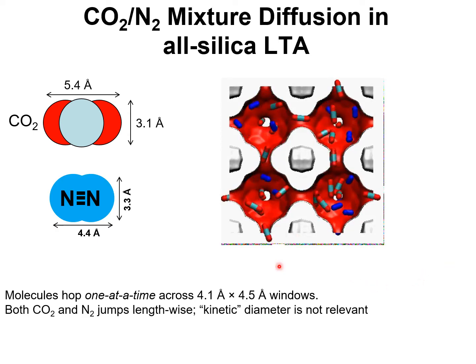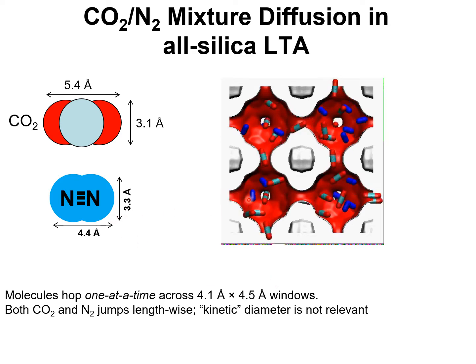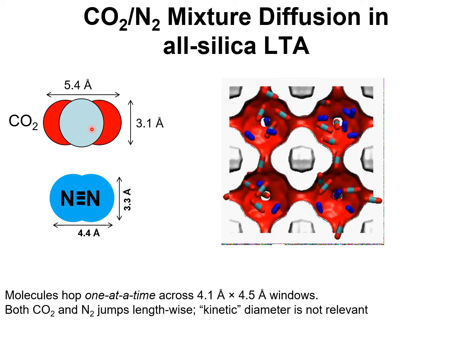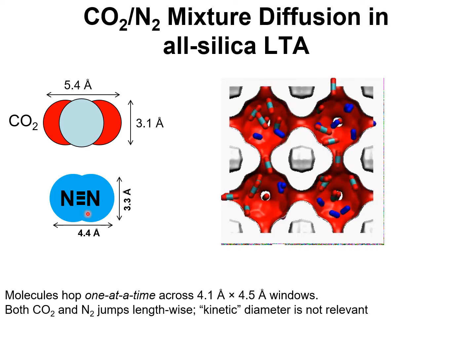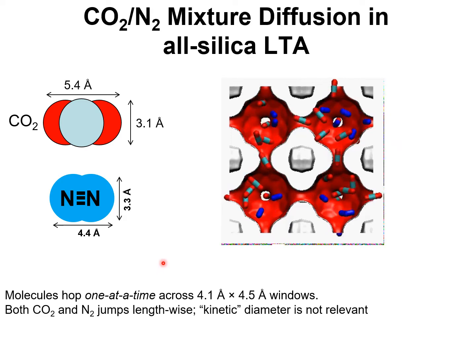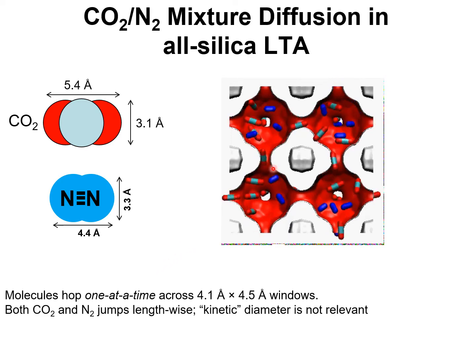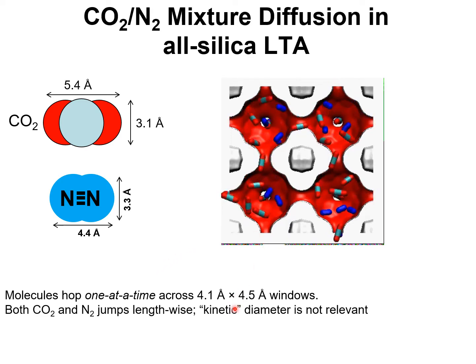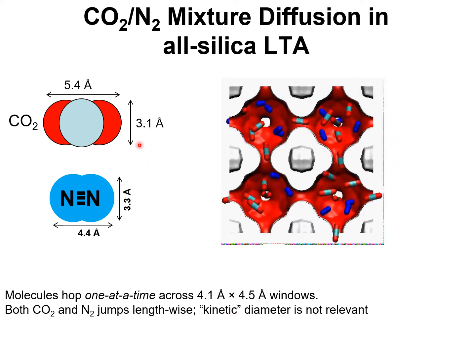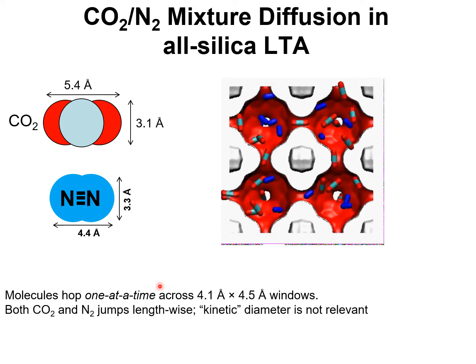For CO2 nitrogen mixtures, we note that both guests have pencil-like shapes, and both guests hop lengthwise across the windows. Note that the cross-section dimension of CO2 is smaller than for nitrogen.